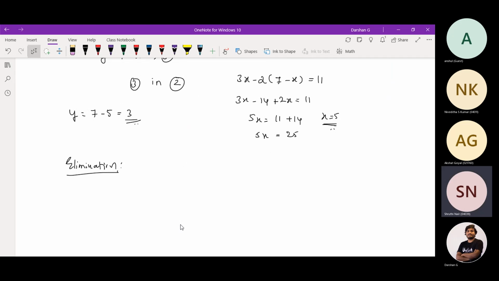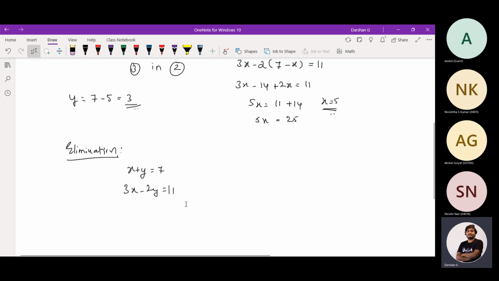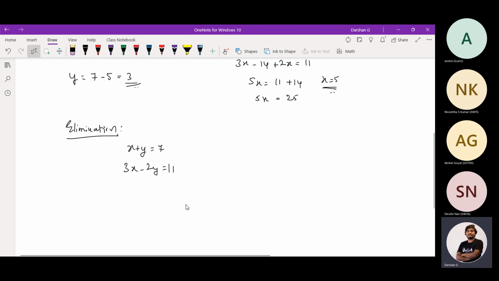Okay, so elimination. We have two equations again, the same equations so that we can be faster. How do we do it? We equate the coefficients. Remember this, we equate the coefficients. So what should be multiplied, Akshat? I like doing it for x, so I'll do it for 3. I'll multiply the first equation by 3. So it will be 3x plus 3y equals 21. Next one, 3x minus 2y equals 11.